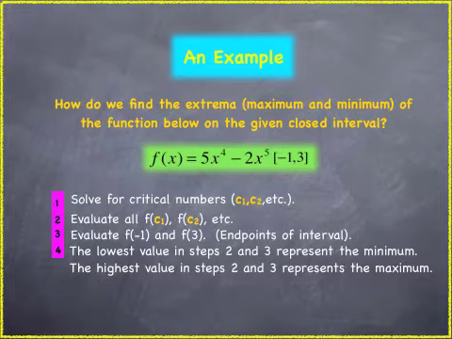In step 3, we are going to evaluate our endpoints. So in this particular case, our endpoints are -1 and 3. And so we are going to take those values, plug them back into our function, determine those y values. And then in step 4, the lowest value in steps 2 and 3 will be our minimum, and the highest value will be our maximum.